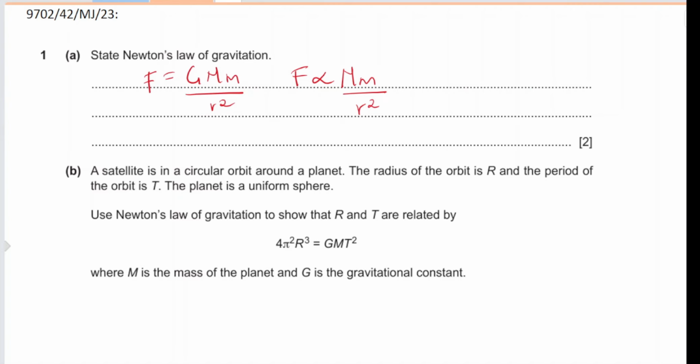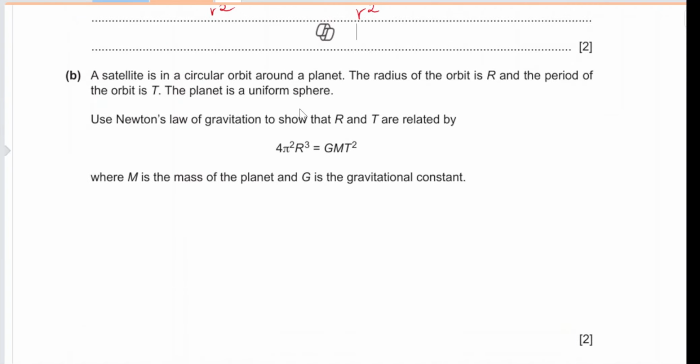Right? That's it. Okay, question 2 says that a satellite is in a circular orbit around a planet. Whenever you hear about this term circular orbit, you should recall back to circular motion and try to link this topic with that one, right? They say that the radius of the orbit is r and the period of the orbit is T. The planet is a uniform sphere.